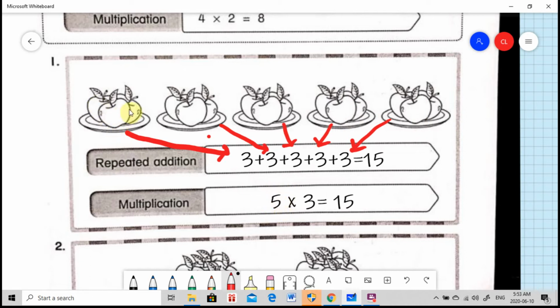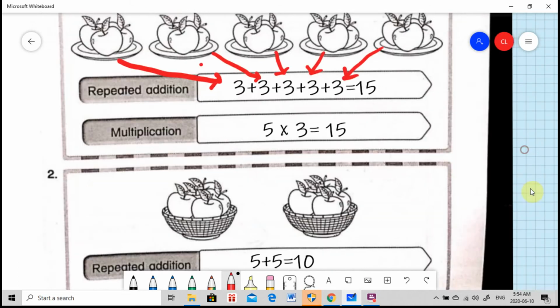Because we have 3 apples here, 1, 2, and 3. So we have 5 groups of 3. So 5 threes equals 15. So 5 times 3 equals 15. So we have that done.